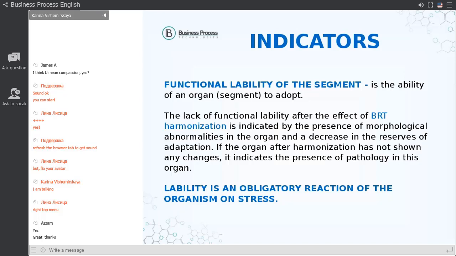If the organ does not respond to our harmonization, it stops adapting. It is indicated by the presence of morphological abnormalities in the organ and a decrease in the reservoir of adaptation. If the organ after harmonization has not shown any changes, it indicates the presence of pathology in this organ, because liability is an obligatory reaction of the organism to stress so that we can survive and adjust ourselves to the changes of the circumstances in our life. This is very important. Let's return to our diagram.